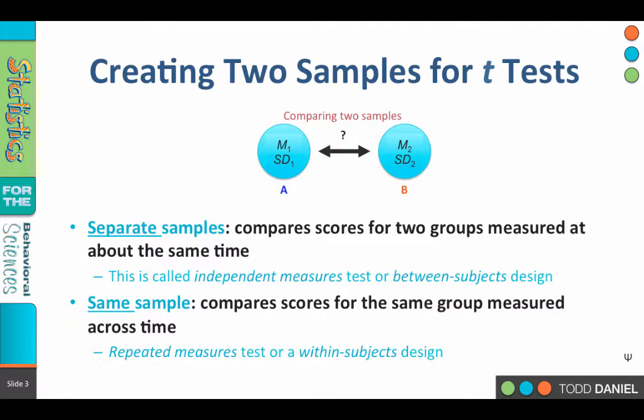Repeated measures because we are measuring the same group more than once, repeatedly. We are looking for differences within this group over time, so it is a within subjects design. Now those are the two ways that we can create two samples, and those are the two types of samples that we're going to be looking at as we study independent and repeated measures t-tests.